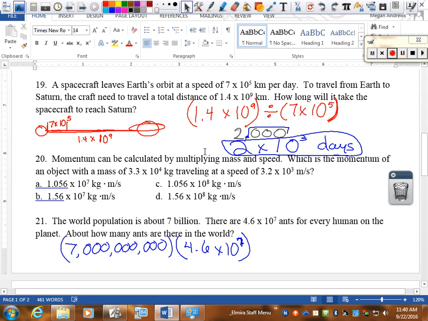Okay? Number 21, I'm also going to do. The world population is about 7 billion. Okay, well, automatically, that's not scientific notation or a number. So the first thing I did was write out 7 billion as a standard number. You could have written it in scientific notation, too. You could have written 7 times 10 to the 9th. Okay? But many more of you probably know that billion has 9 zeros. There are 4.6 times 10 to the 7th ants for every human on the planet. About how many ants are there in the world?